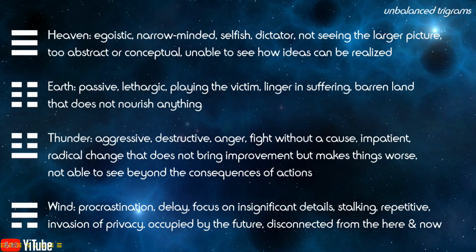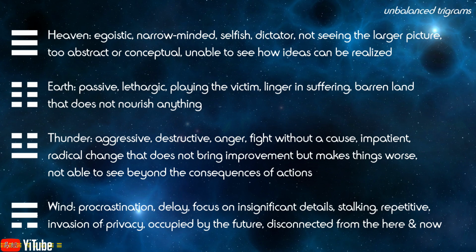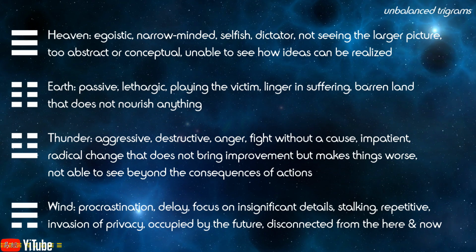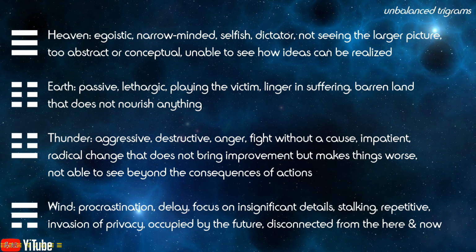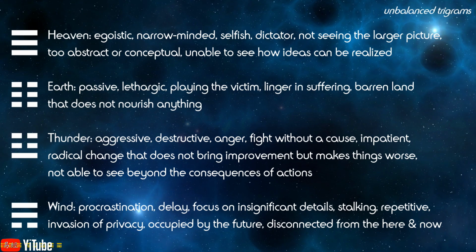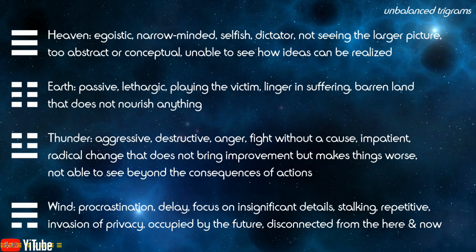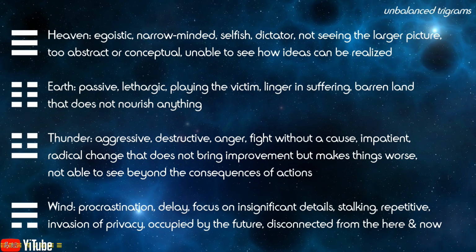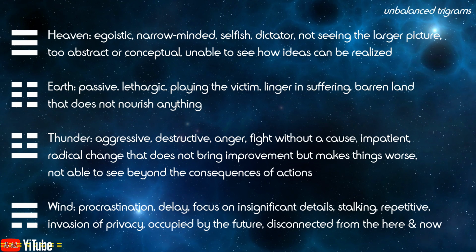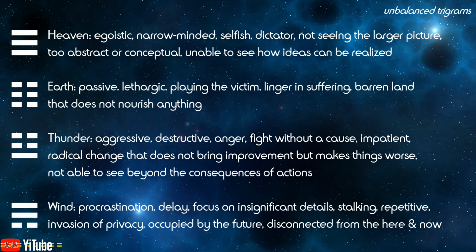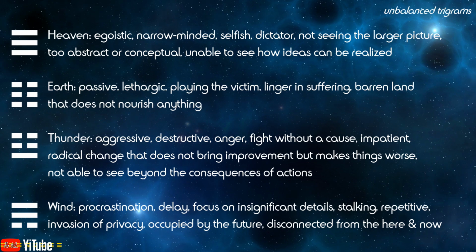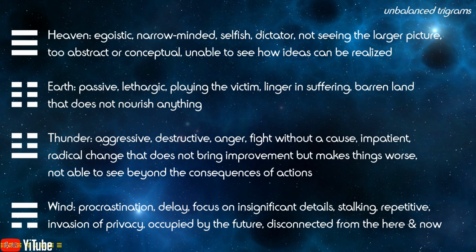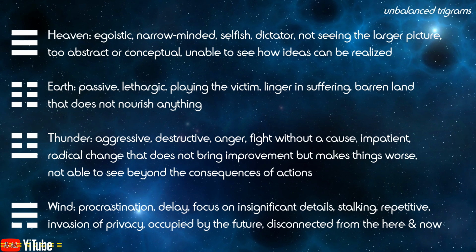Unbalanced heaven can become a selfish dictator that is occupied by abstract ideas that are not practical or feasible. Unbalanced earth is passive and wants to play the victim. "Why is this happening to me?" And is unable to be supportive in any way. Unbalanced thunder is violent and wants quick and complete change without considering if this change is in any way beneficial. It ignores any consequences that its actions will have.